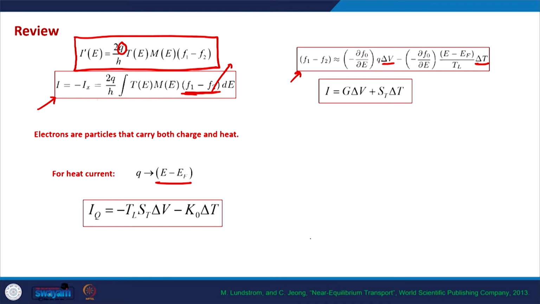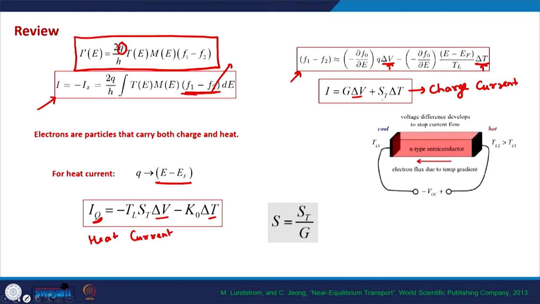And if we have a voltage difference of delta V and a temperature difference of delta T, in that case the total charge current in the semiconductor is given by this expression: I is G times delta V plus ST times delta T, and the total heat current is given by this expression, in which IQ, Q meaning now it is the heat current, is minus TL times ST times delta V minus K naught times delta T. And we have discussed these two forms of current in our previous class.